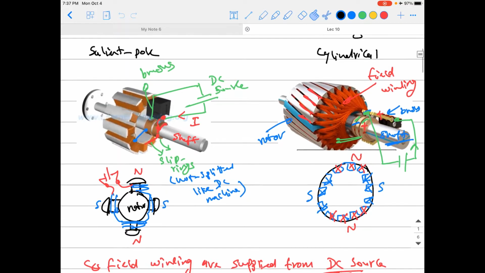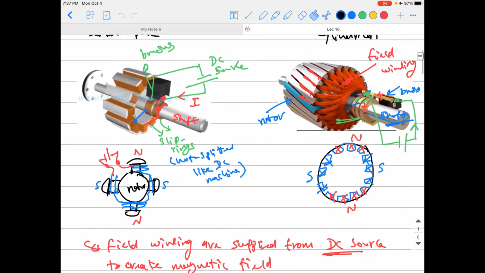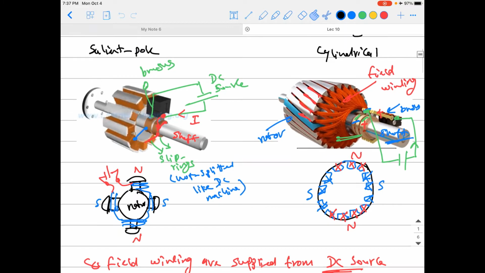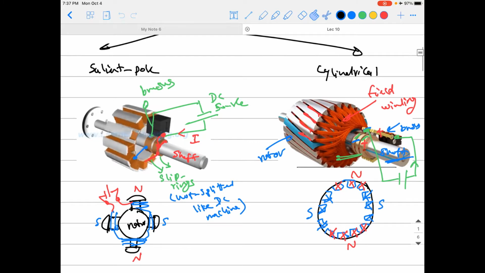And we talked so long about the pros and cons of each type of those rotors and when to use each and every one of them. Typically, the salient pole is used with low speed applications and the cylindrical one is used with high speed applications. That's why it's called turbo generators. The synchronous generator with a cylindrical type rotor we call a turbo generator.